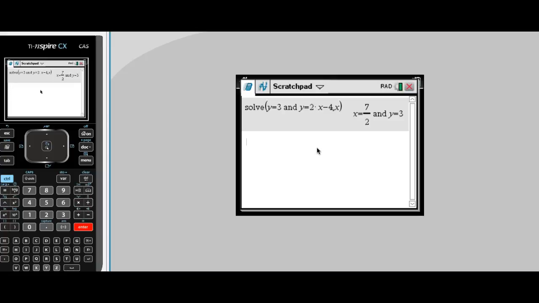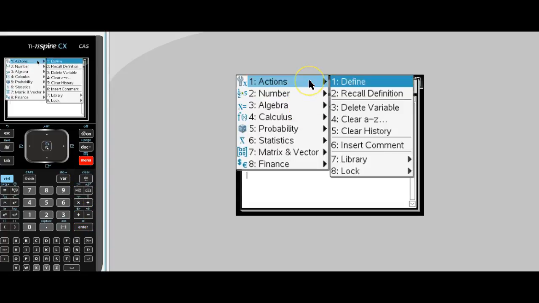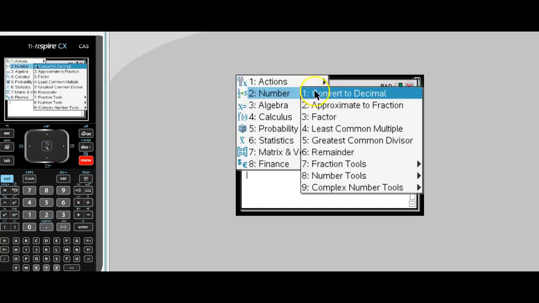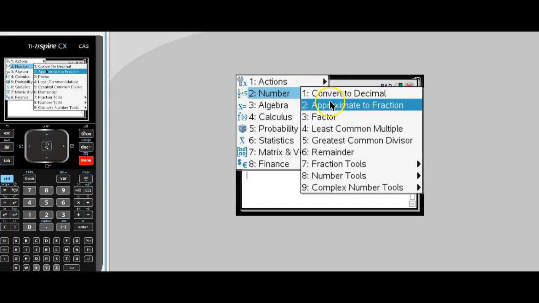Now, I've got this as a fraction. If you prefer to have it as a decimal, you can just re-enter it and press Control Enter, and it'll put it as a decimal. You can see here just above the enter sign you have 2 squiggly lines. That means to approximate it to a decimal. Another way you can do it is go to number, convert to decimal, or approximate to fraction if you wanted to go the other way around.